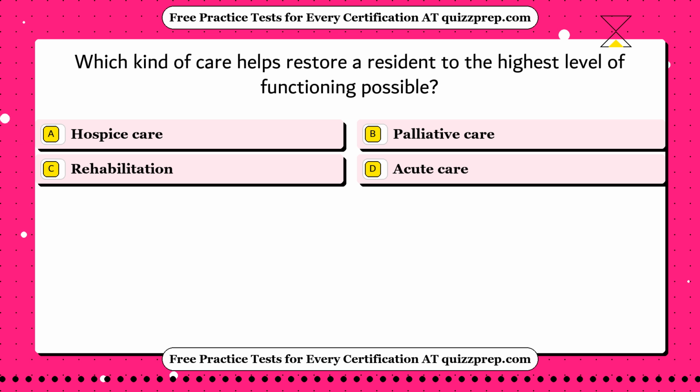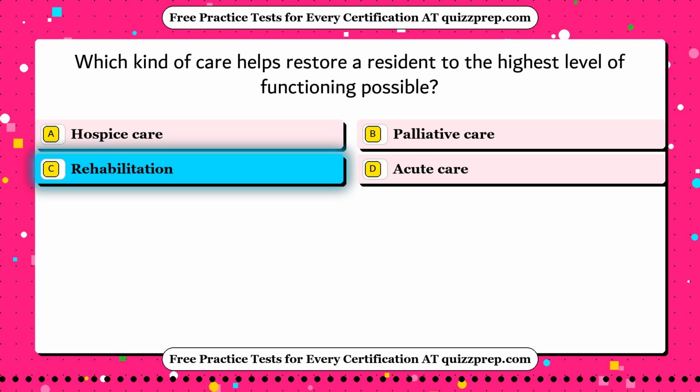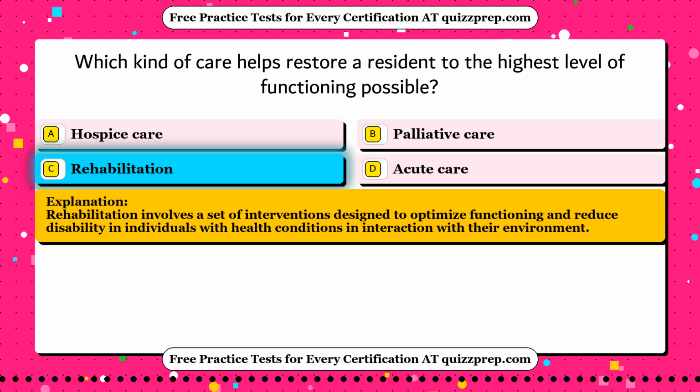Option A, hospice care. Option B, palliative care. Option C, rehabilitation. Option D, acute care. The correct answer is option C, rehabilitation. Rehabilitation involves a set of interventions designed to optimize functioning and reduce disability in individuals with health conditions in interaction with their environment.